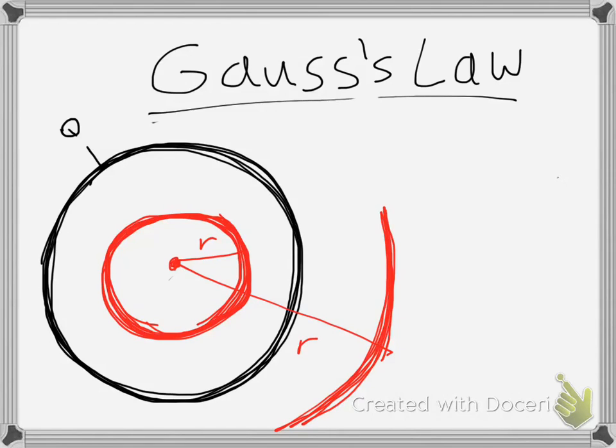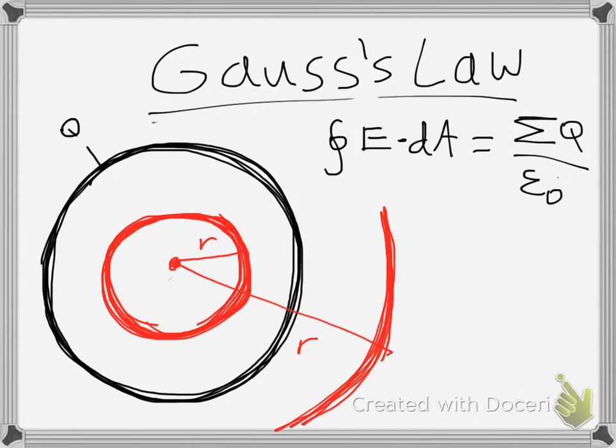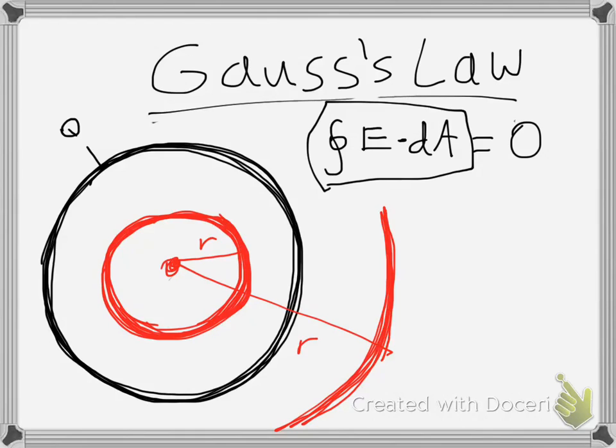So Gauss's law for little r, for this little red sphere, says that the integral of the electric field dot dA is equal to the sum of the charges inside the red sphere divided by epsilon naught. Well, let's look at the charges inside this red sphere. Inside this red sphere, there's no charges, so the sum of the charges inside is 0. So that means this equals 0. Now, let's do the left-hand side.